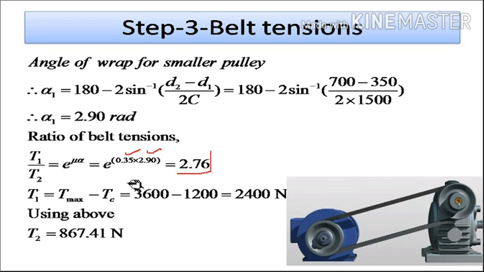As we know the maximum tension on the belt and the centrifugal tension acting over the belt, we can find out the tension on the tight side, which is nothing but the difference of maximum tension and the centrifugal tension, because generally the maximum tension is equal to tight side tension plus centrifugal tension. So tight side tension will be equal to T max minus Tc, that is 3600 minus 1200, that is 2400 Newton. So using this value of T1 and this ratio of T1 upon T2, we will get the value of T2 as 867.41 Newton.